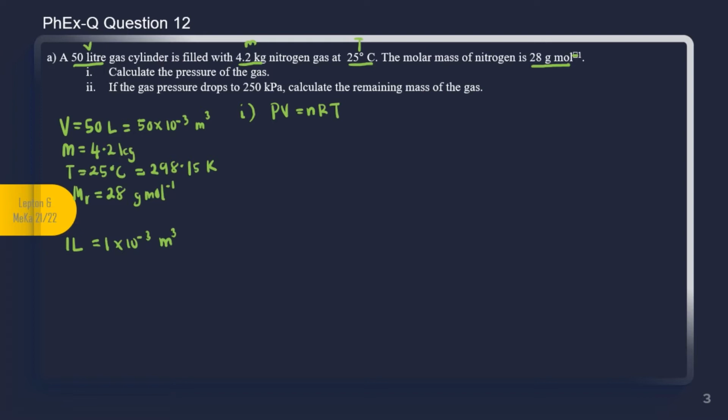Okay, so from our PV equals nRT, n is the number of mole, and I know that the number of mole is equal to the mass over molar mass. So I can substitute the number of mole with mass over molar mass. So my formula becomes PV equals mRT over Mr. And the question asks us to find the pressure. So pressure is equal to mass multiplied by molar gas constant multiplied by the temperature, over molar mass multiplied by the volume.